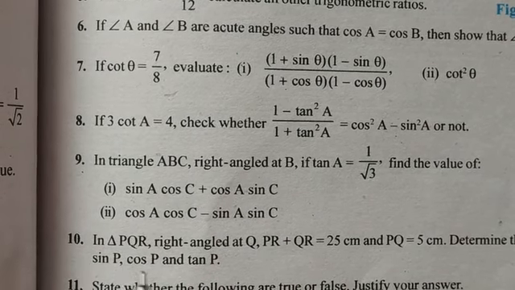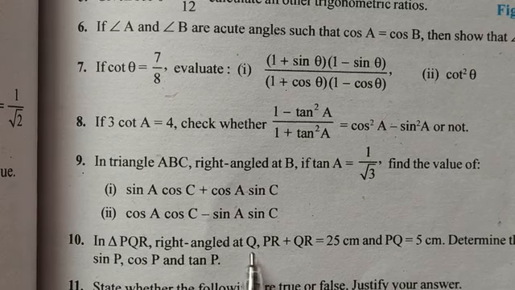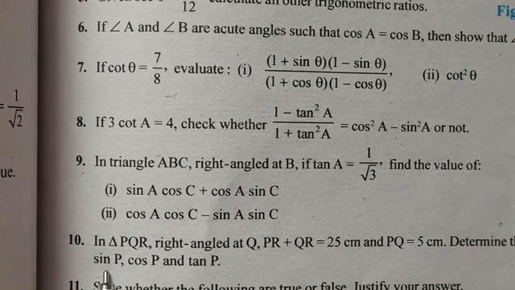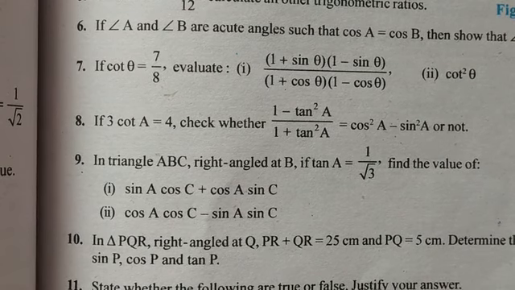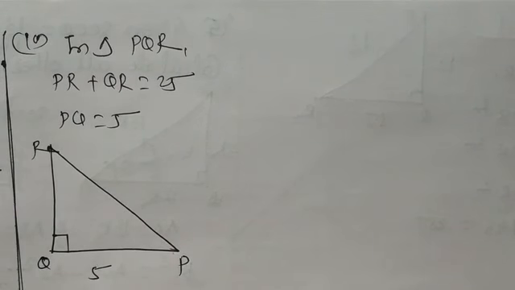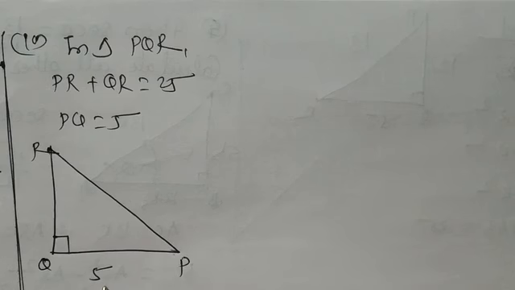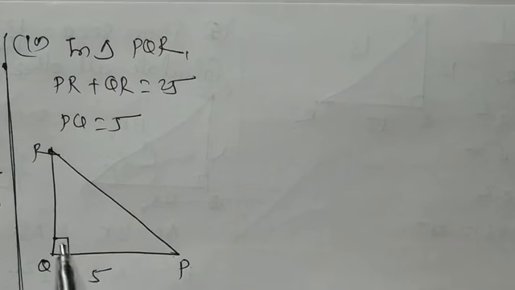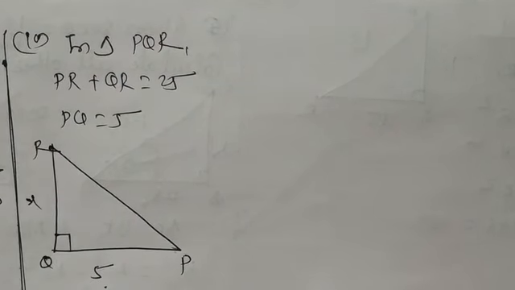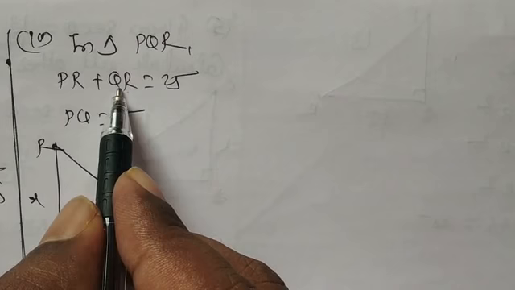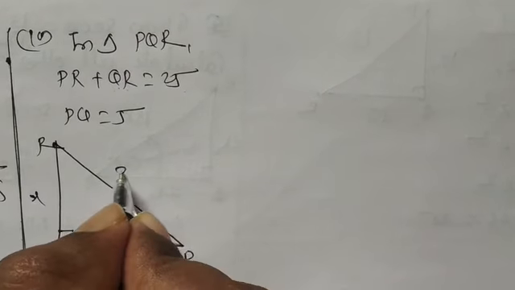Now number 10 is what? In triangle PQR, right angle at Q, PR plus QR equals 25 and PQ is equal to 5. Determine the value of sin P, cos P, tan P. Let us do example number 10 on this paper. Using the information, we can draw the figure where angle Q is 90 degrees. PQ is given as 5 and PR plus QR is equal to 25. Let QR be equal to x. Then PR plus QR equals 25, so PR is 25 minus x.